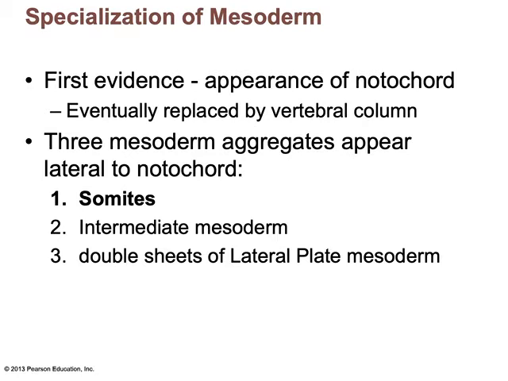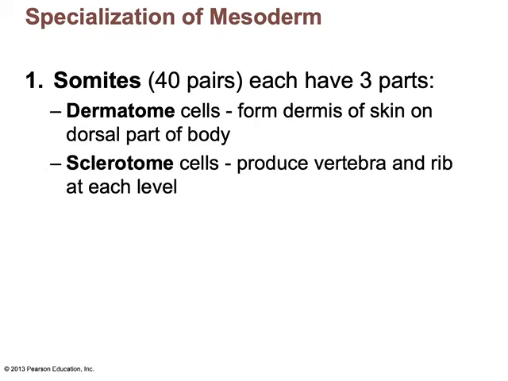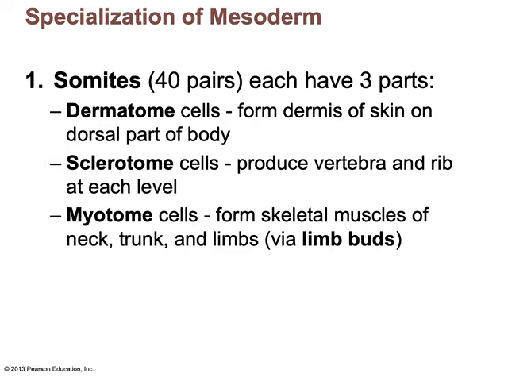Then the intermediate mesoderm and the lateral plate mesoderm are going to form muscle and bone and other connective tissue, okay? The somites have three portions. The dermatome forms the dermis of the skin on the dorsal body. So this again indicates it's a mesodermal derivative because it's contributing to the dermis of the skin, which is connective tissue. The sclerotome generates the vertebrae and the ribs, and the myotome is going to form skeletal muscles in the neck, the trunk, and the limbs, right?